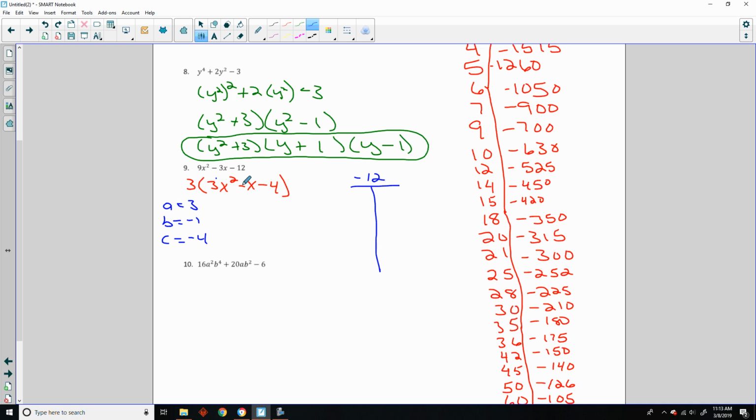So my bigger number is going to be negative. So 1 times negative 12, if you add that, that's negative 11. 2 times negative 6 adds up to negative 4. 3 times negative 4 adds up to negative 1. So there are the numbers I want. So don't forget this 3 out here. And then I have x plus 3, x minus 4. And then don't forget to divide by our A. So then I get 3 times x plus 1 times, and then move this out in front, 3x minus 4. And there's my factored form.